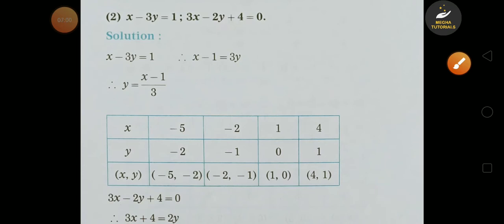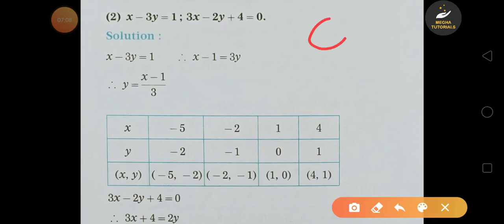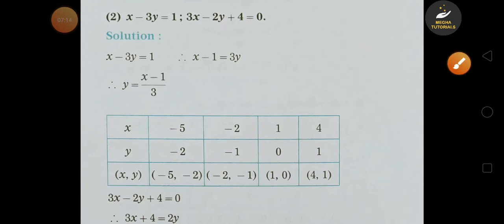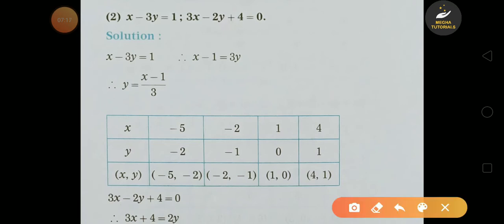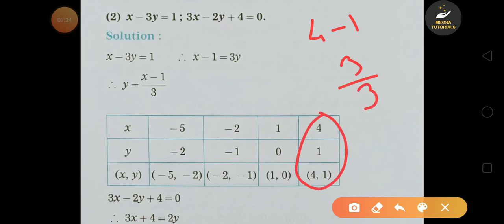Then we will assume x is equal to 1. So 1 minus 1 we will get 0, and 0 upon 3 is always 0. Therefore, next ordered pair is 1 comma 0. Then let us assume x is equal to 4. So 4 minus 1 is 3 and 3 upon 3 is 1. Therefore, next ordered pair is 4 comma 1. So these are the ordered pairs for the first equation.